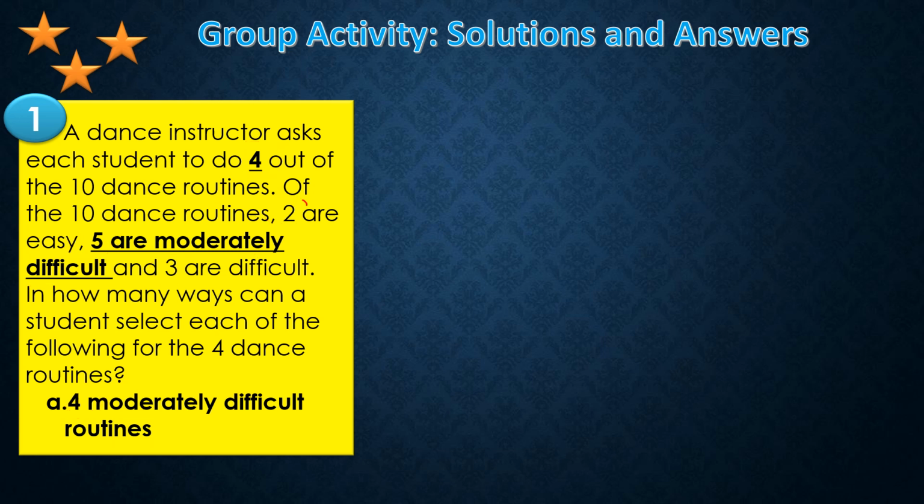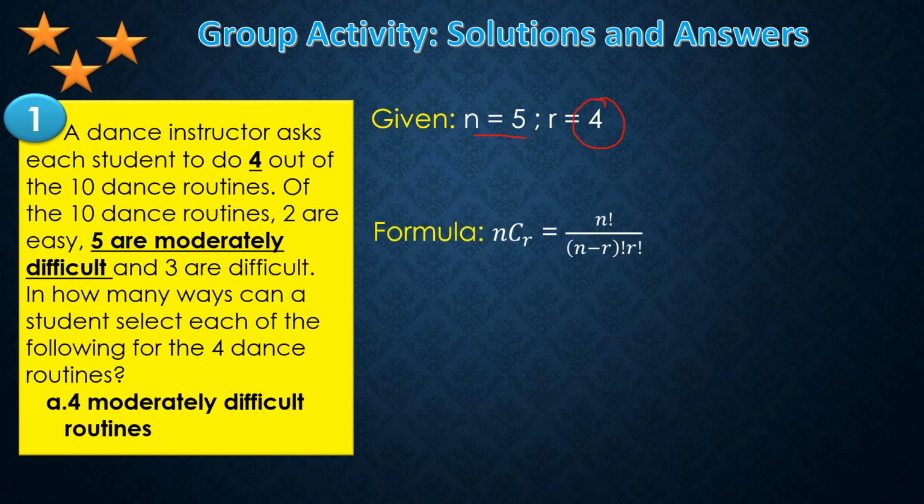So, first step, take note of the values of n and r. The n is 5, which is our number of choices. Then r is 4, which is what we will take for the combination. Again, 5 and 4. Then the formula on your screen, the combination of n taken r at a time.